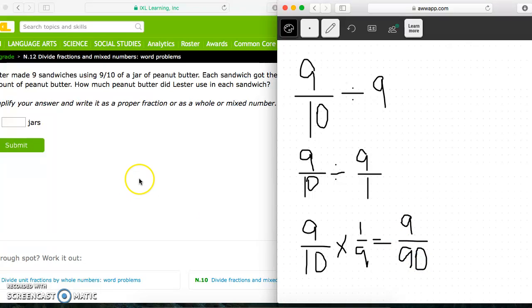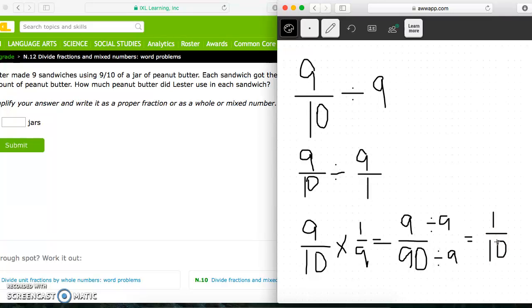Now, IXL is asking me to simplify my answer and write it as a proper fraction or as a whole or mixed number. I know that 9 and 90 can both be divided by 9. So I know that 9 goes into 9, of course, and 9 goes into 90. So I'm going to simplify this and write this in lowest terms. 9 divided by 9 is 1. 90 divided by 9 is 10.